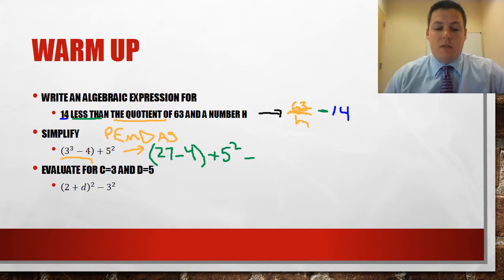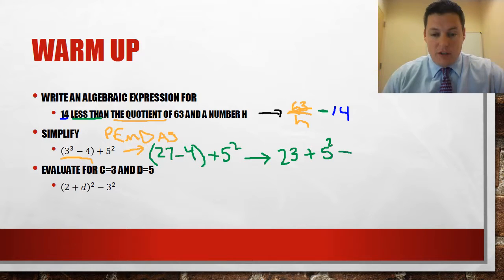Parentheses is still first. We got to go back to the beginning of order of operations after each step. 27 minus 4 is 23, plus 5 squared is what we have left over. Now we need to go back through the order of operations, and we should be doing the exponent. So now we have 23 plus 25, so our answer should be 48.